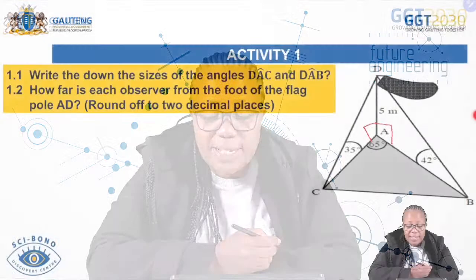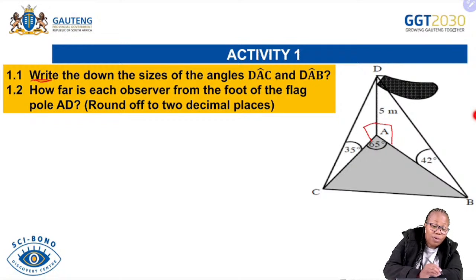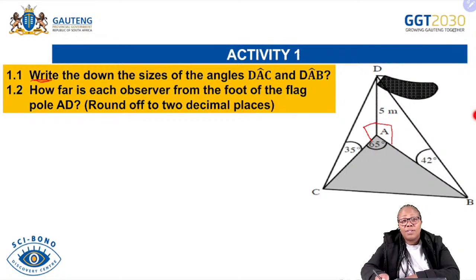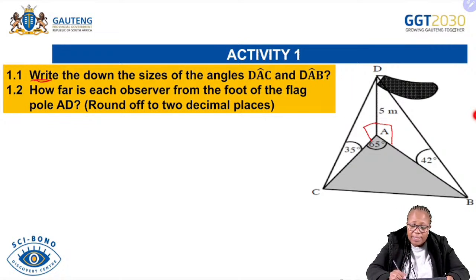Okay, grade 12, let's see how far you went with the problem. Our first activity was to write down the sizes of the angles, that is angle DAC and angle DAB. If the question says write, no calculations, okay? That means your answer is already in the given statement. I think we have already answered that together previously, because it was given that the pole AD is perpendicular to the horizontal plane, which has already given us the values for that.